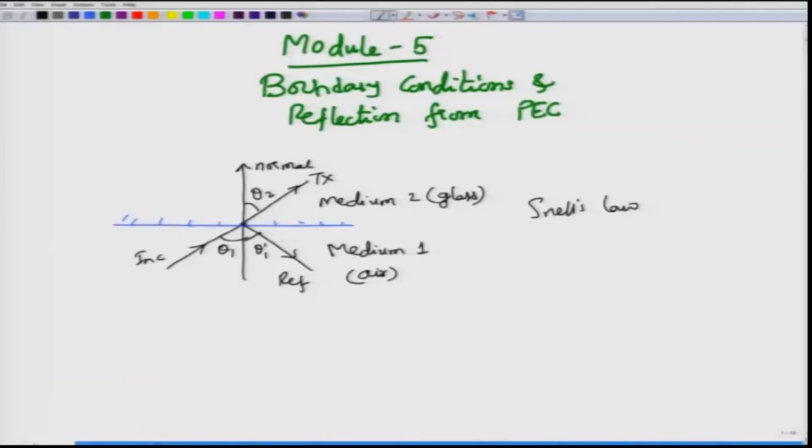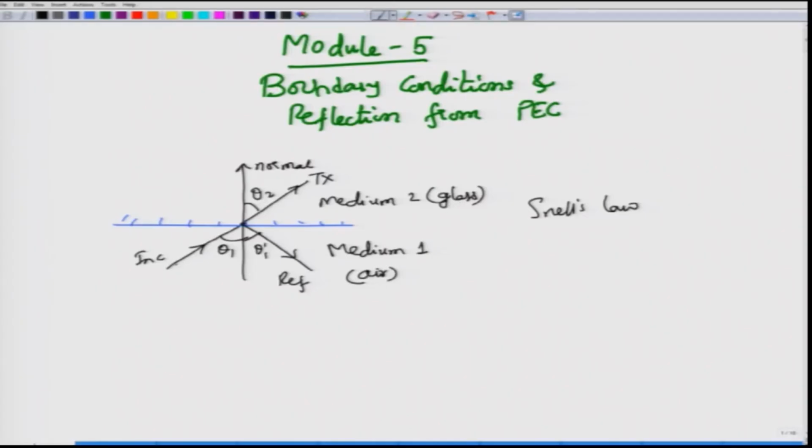He specifically considered the following situation. So, you have this blue line here indicating the interface between two media. As I showed you, one medium is air, the other medium is glass, for example, or it could be water. I have written glass here, but the same kind of ideas apply everywhere.